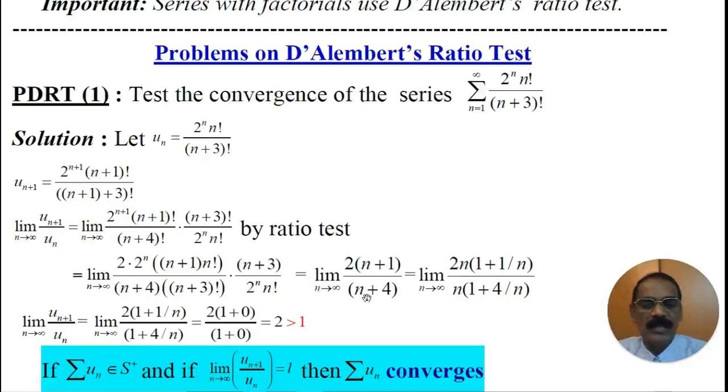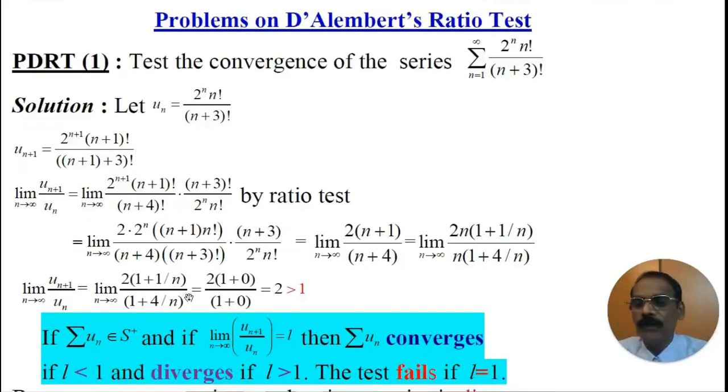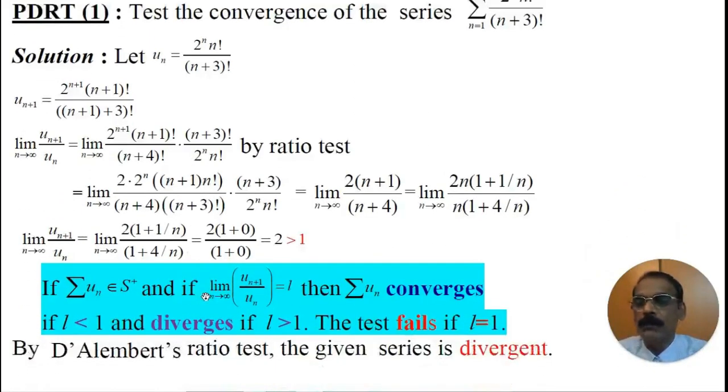Therefore, that is equal to the limit of 2 into n plus 1 divided by n plus 4 as n tends to infinity. Now, let us take n out from n plus 1. Similarly, in the denominator, take n out from n plus 4. So that is equal to the limit as n tends to infinity of 2n into 1 plus 1 by n divided by n into 1 plus 4 by n. This n gets cancelled. Therefore, the limit of un plus 1 by un is equal to the limit of 2 into 1 plus 1 by n divided by 1 plus 4 by n.